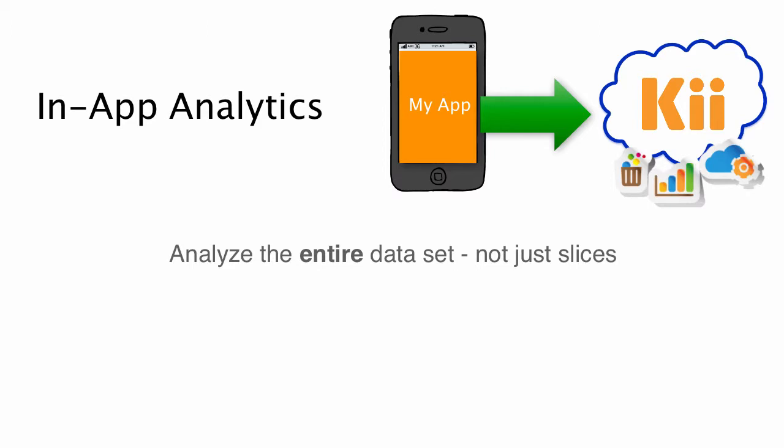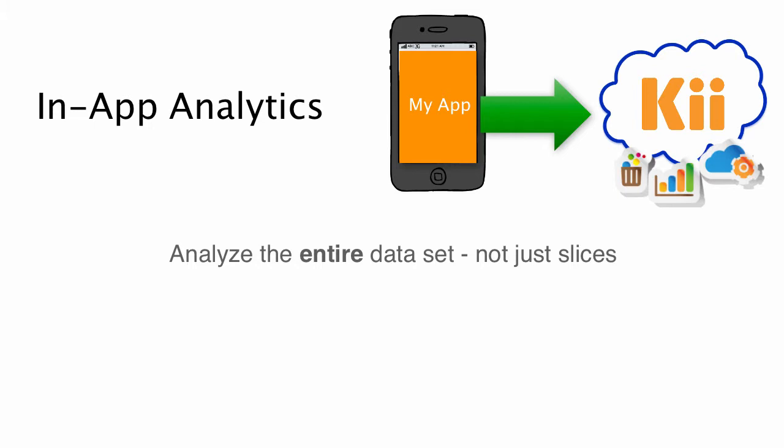Now, how is this done? Well, if you're using a service like KeyCloud, you're utilizing KeyCloud's backend to store all of your data anyway. So store your analytics data in parallel to this. It's all in the same place, it can all be utilized, it can all be cross-referenced at any time. So you're taking a look at all of the data that your app is generating, not just these slices of data.